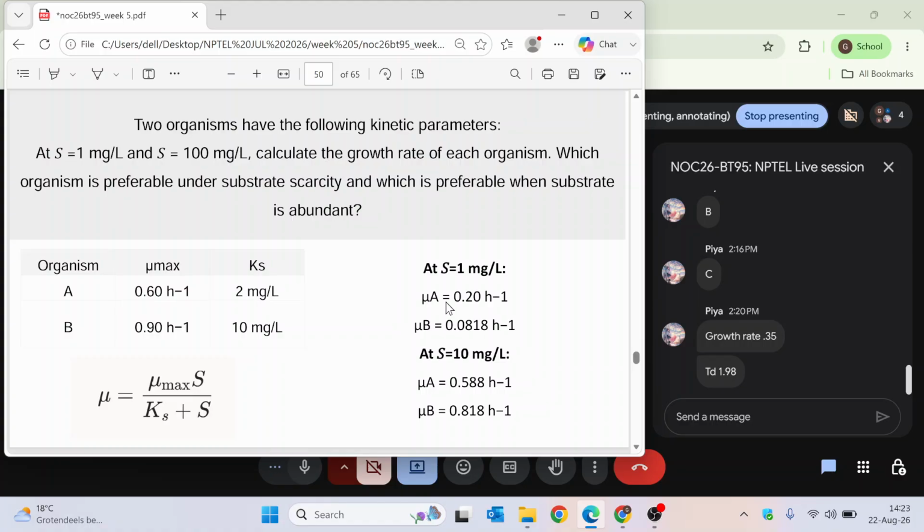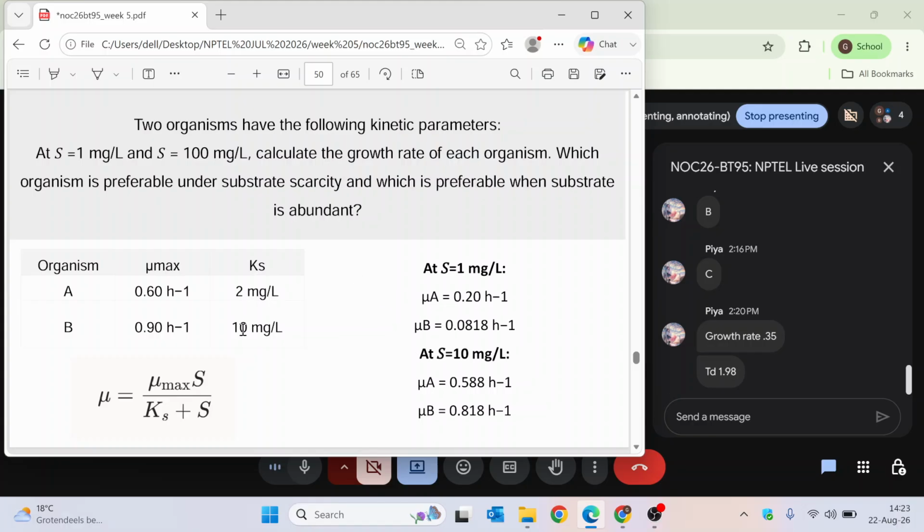So now at S equal to 1 milligram per liter, the substrate concentration is very low. So the growth rate of A is going to be 0.2, whereas B is going to be 0.8 because it has very low affinity. This is the equation, mu is equal to mu max into S by Ks plus S, which was used to find the mu here. But when the substrate concentration is very high, 100 milligram per liter, you see that mu A is going to have 0.588 per hour of growth rate, and B is going to have an even higher growth rate because the substrate is in excess.